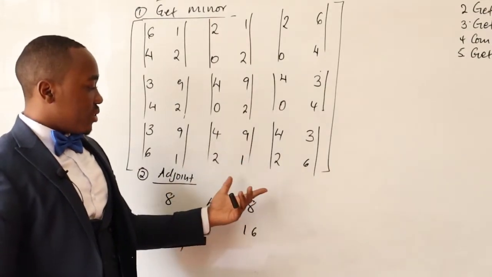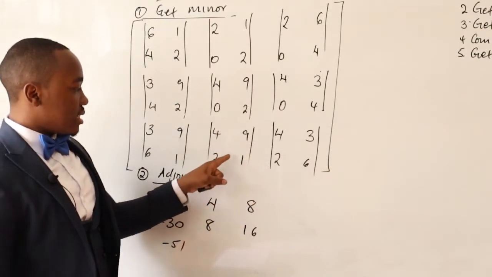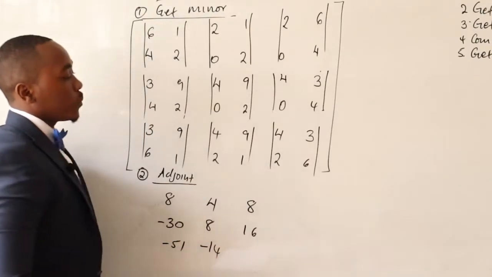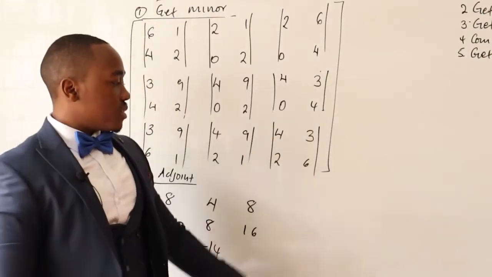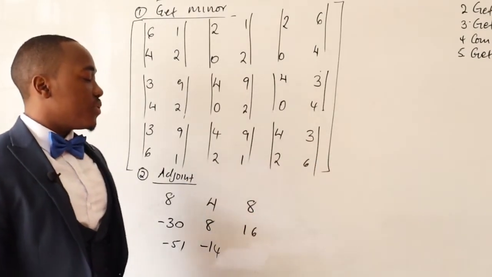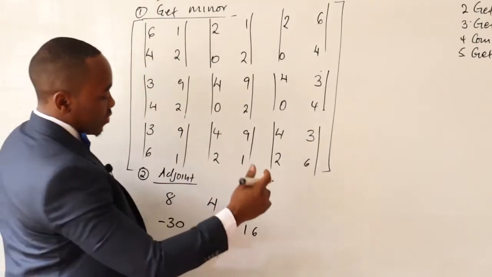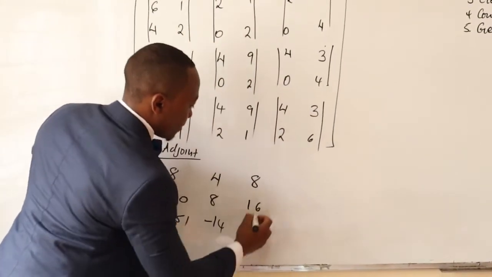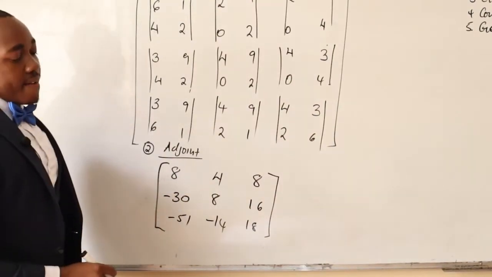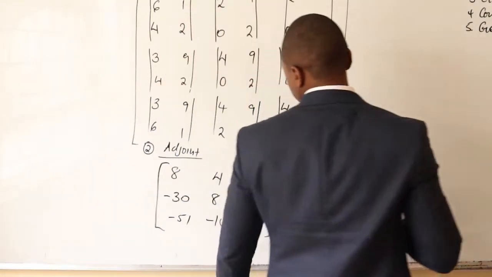4 times 1, that's 4. 4 minus 18, you get negative 14. And lastly, 4 times 6, you get 24. 24 minus 6, you get 18. Good. So you may look at that.